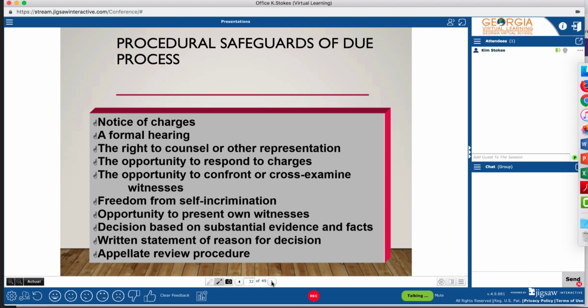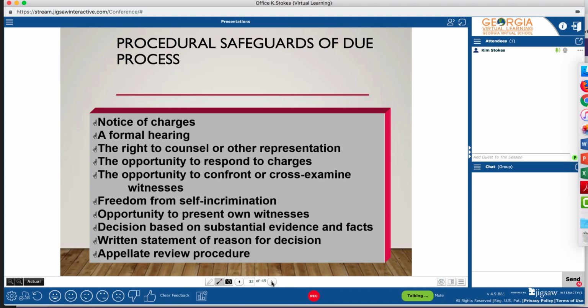So the procedural safeguards of due process is, here's what has to happen if you get arrested. You have to be notified of what the charge is. Nobody can just pull you off the street and put you in the back of a police car. They have to tell you what you're being charged with. They have to give you a formal hearing. That means you have to go before a judge.